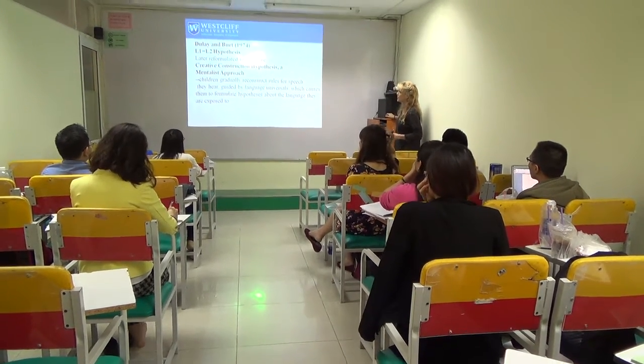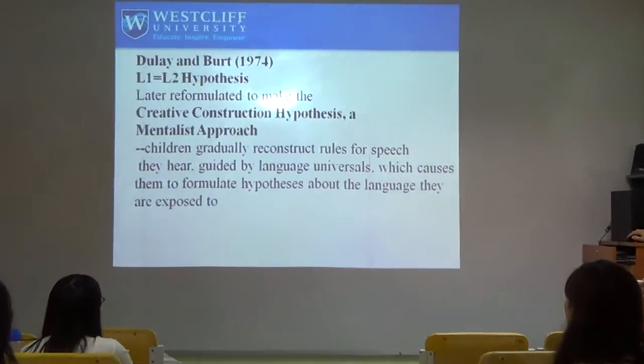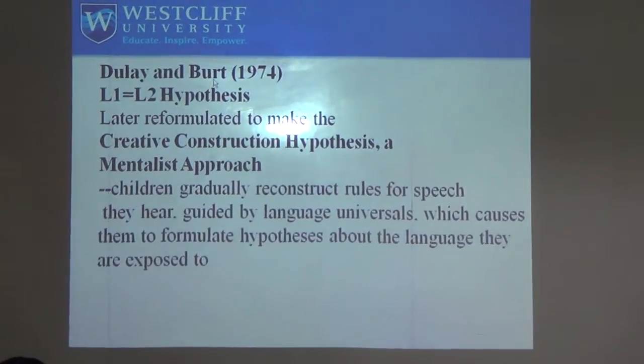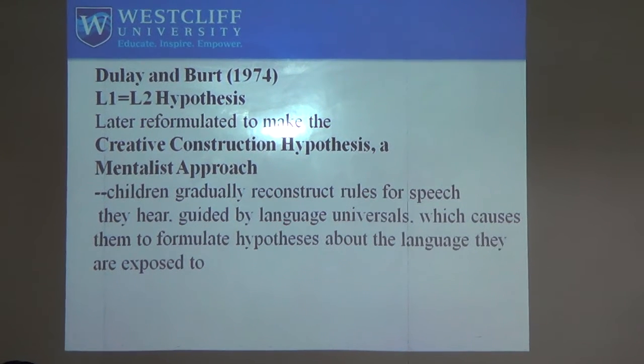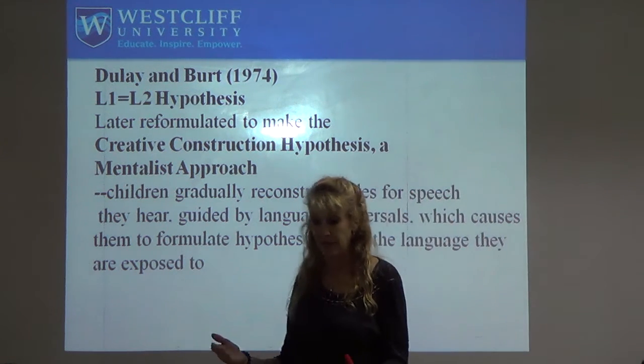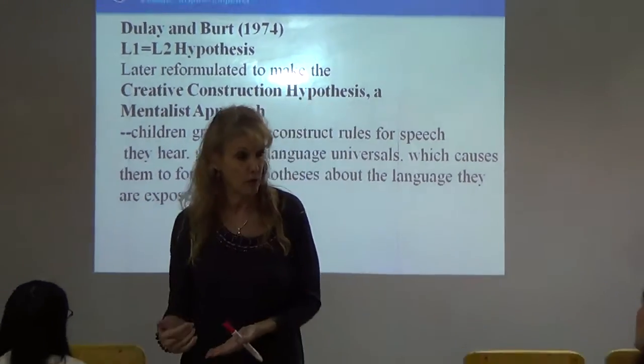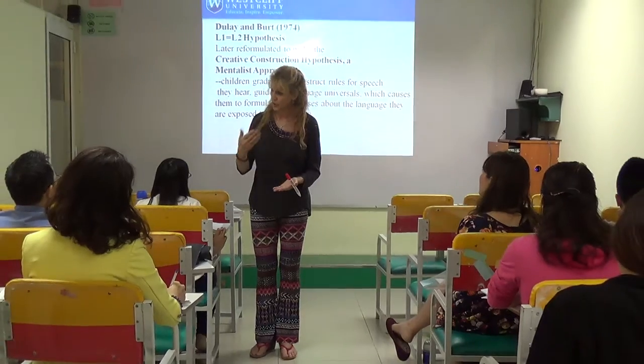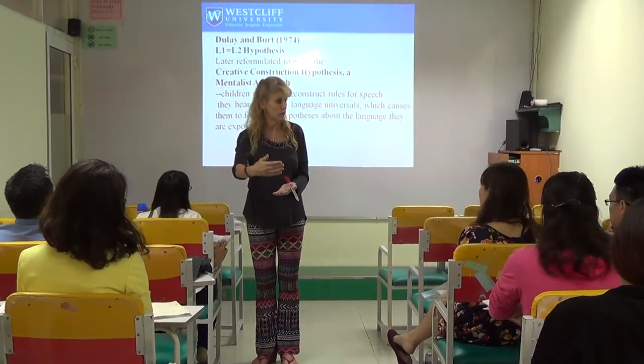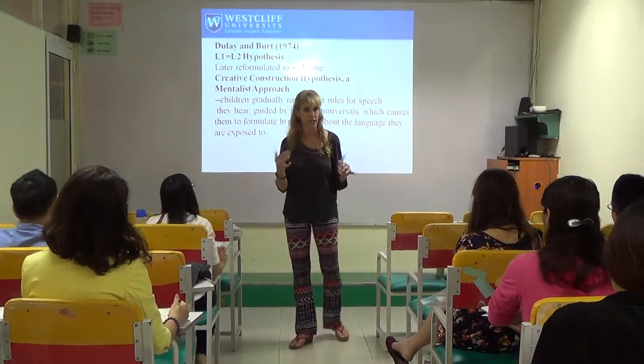And also, let's talk a little bit more about Dulé and Burt. So in their idea, I told you that they studied native speaker children acquiring English, and they found those morpheme orders. So their theory is that L1 equals L2. This is called the L1 equals L2 hypothesis. So what they're saying is that native speaker children of English learn English in this specific order. Therefore, people who are learning English as an L2 should also acquire these morphemes in this order. They're trying to make a connection.